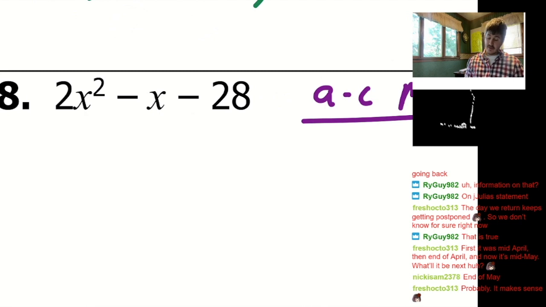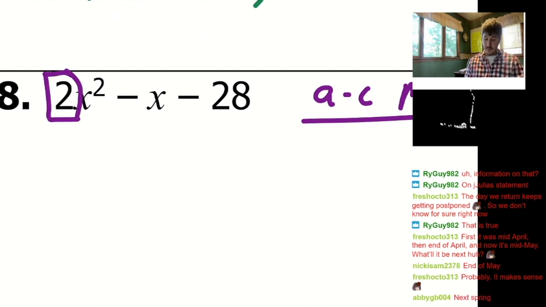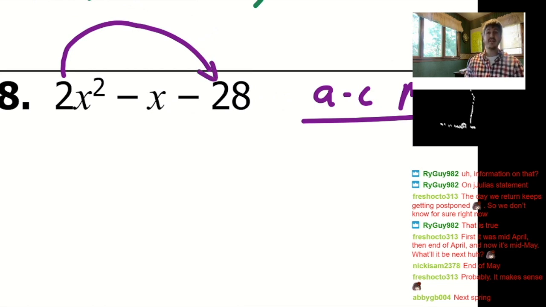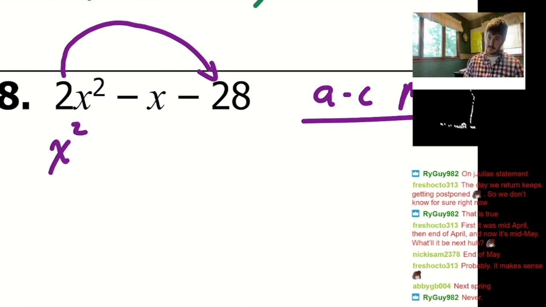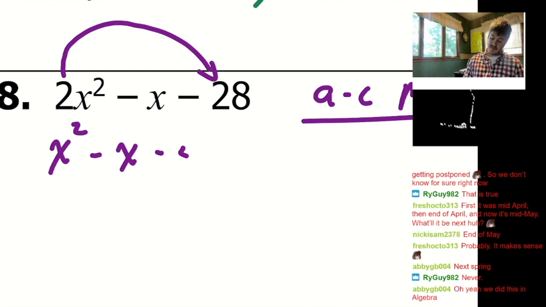You're going to take the A term, the 2. You're going to multiply it into this C term. So it becomes x squared minus x. And then it's 2 times the 28, which is negative 56.